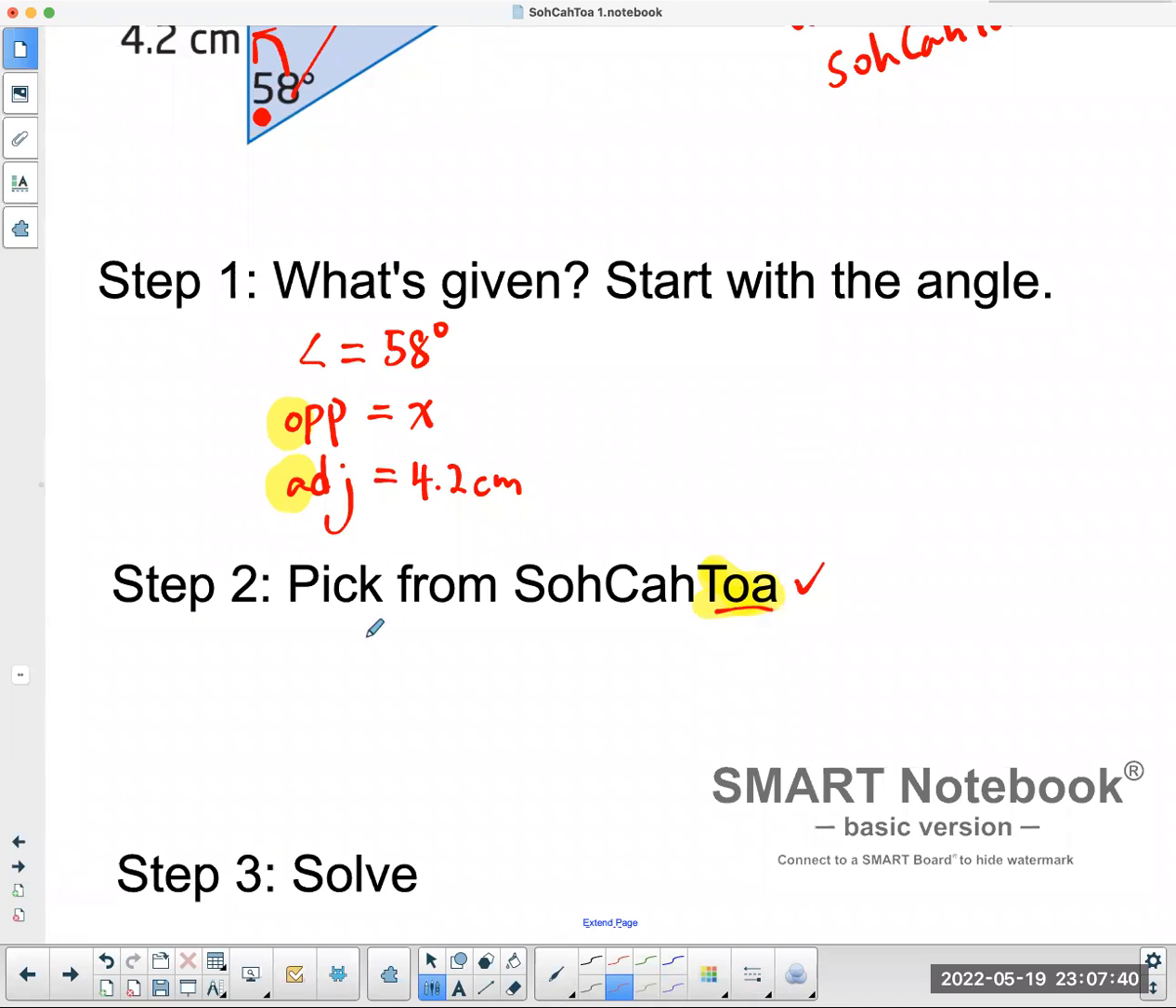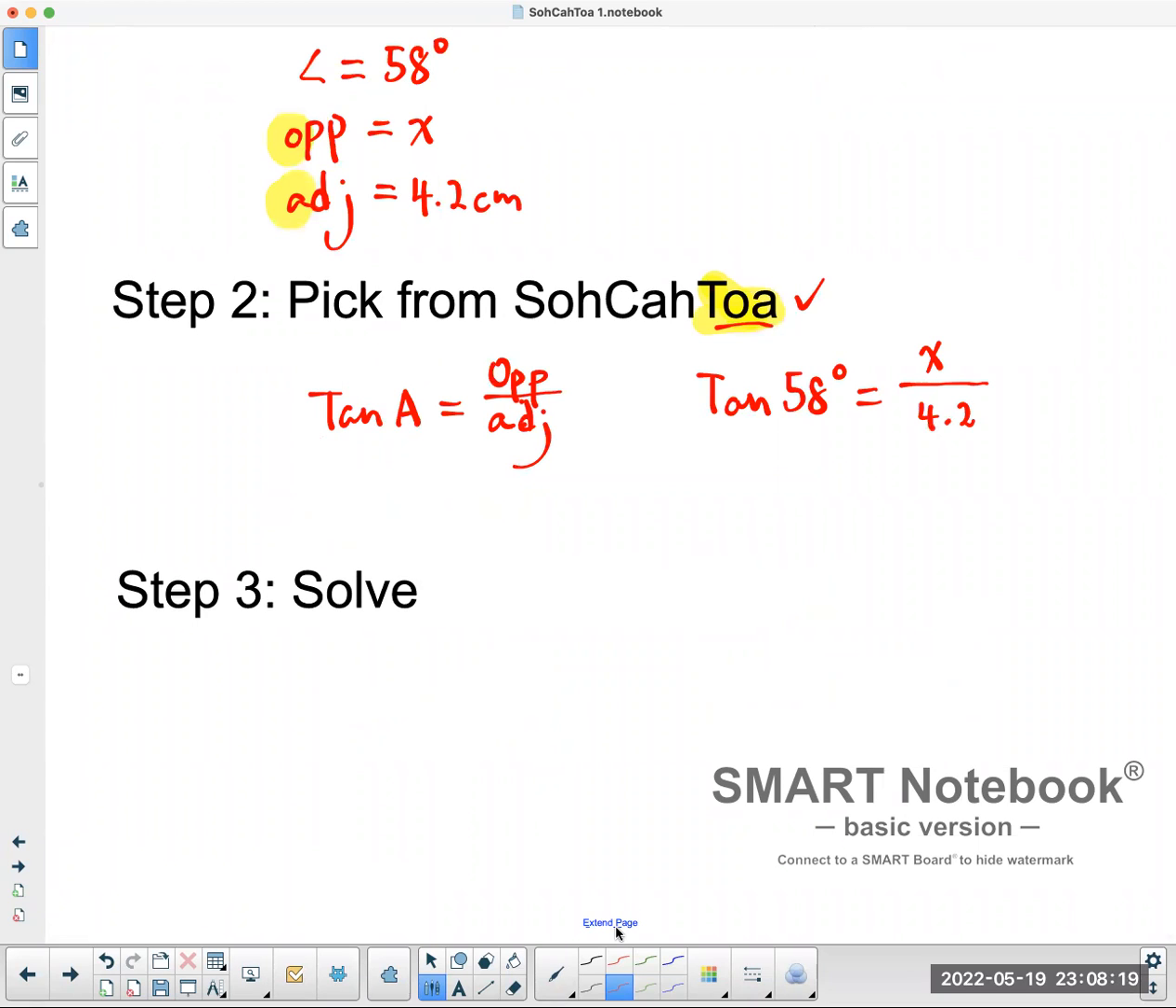Now you say, well, what does that mean? Well, TOA stands for tangent of the angle is equal to opposite divided by adjacent, right? In this case, I have an angle of 58 degrees, an opposite of X, and an adjacent of 4.2. So that's how you set up this question. Tangent of the angle, 58 degrees, is equal to the opposite side, which is x, divided by the adjacent side, which is 4.2.